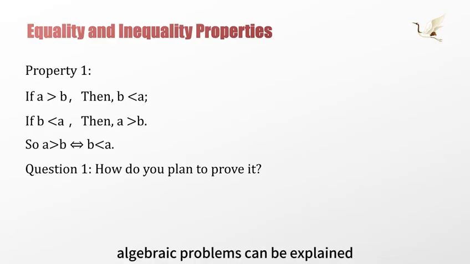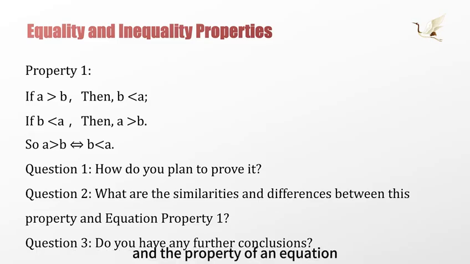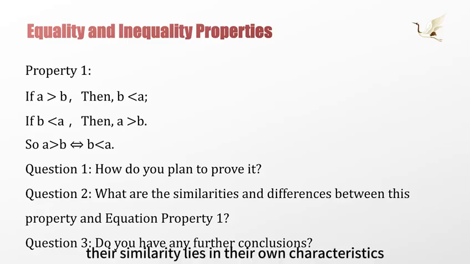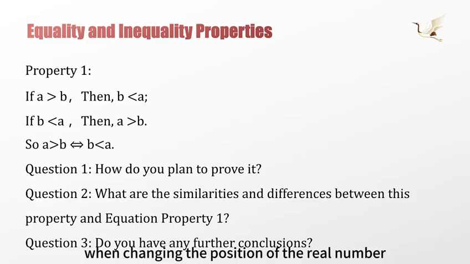Some people may argue that algebraic problems can be explained from a geometric perspective using the number axis. It is very intuitive. The size relationship between two numbers can also be clearly reflected from the number line. But as mathematicians, we should prove it rigorously from the perspective of logical reasoning. So far, what we can use is the basic fact of the size relationship between two real numbers, which we can use to prove property 1. Please think about the similarities and differences between this property and the property of an equation. Their similarity lies in their own characteristics, while their difference lies in the directional nature of the inequality sign. When changing the position of the real numbers, the direction of the inequality sign needs to be adjusted.